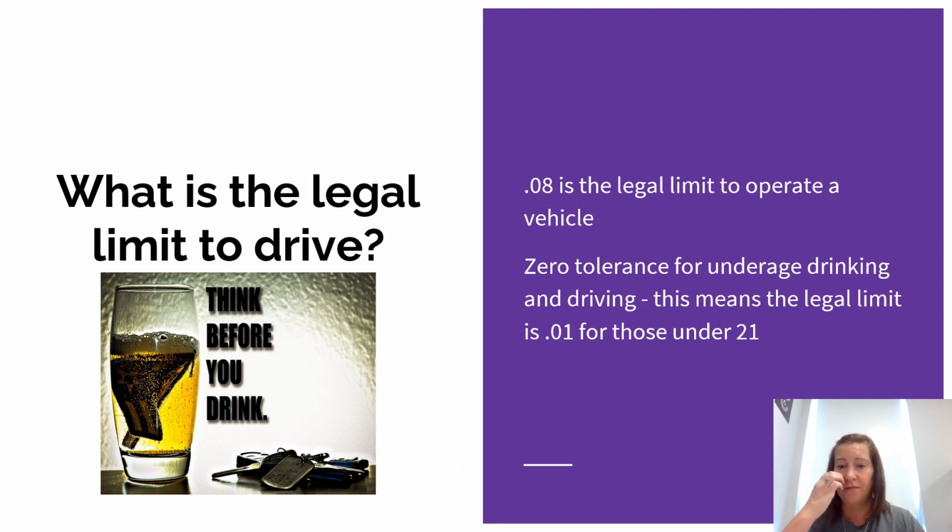Then the final thing that I would need to do to lay groundwork for them to understand why this is important is understanding what the legal limit to drive is, and letting them know that if someone is above 21 years old, the legal limit is 0.08, which is roughly the average of 1 drink per hour. But there's zero tolerance for underage drinking and driving, and this means that the legal limit is 0.01 for those under 21. So if there's any alcohol in your system, you're above the legal limit if you are a minor, under 21, under drinking age.